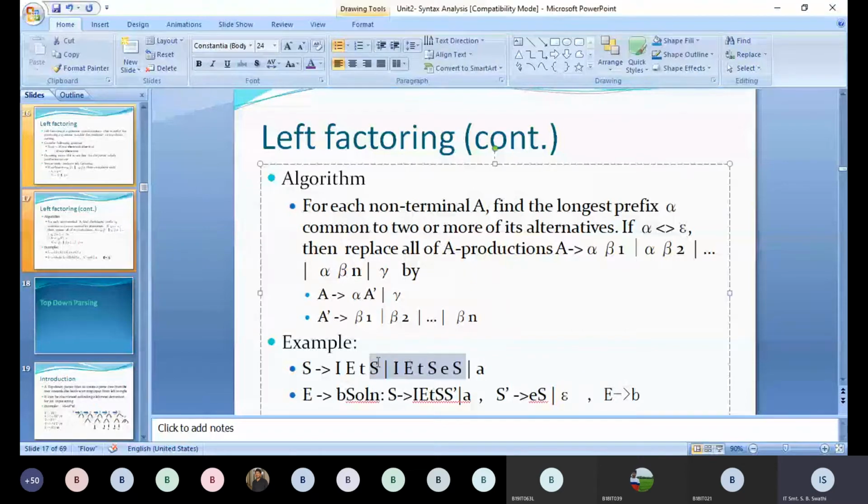So for only these first two productions, we are using IATS S dash. For the third production, there is no prefix IATS, so we are not applying this new production to it. We write it as it is. So these two things should be done before applying the top-down parsing method to the given production.